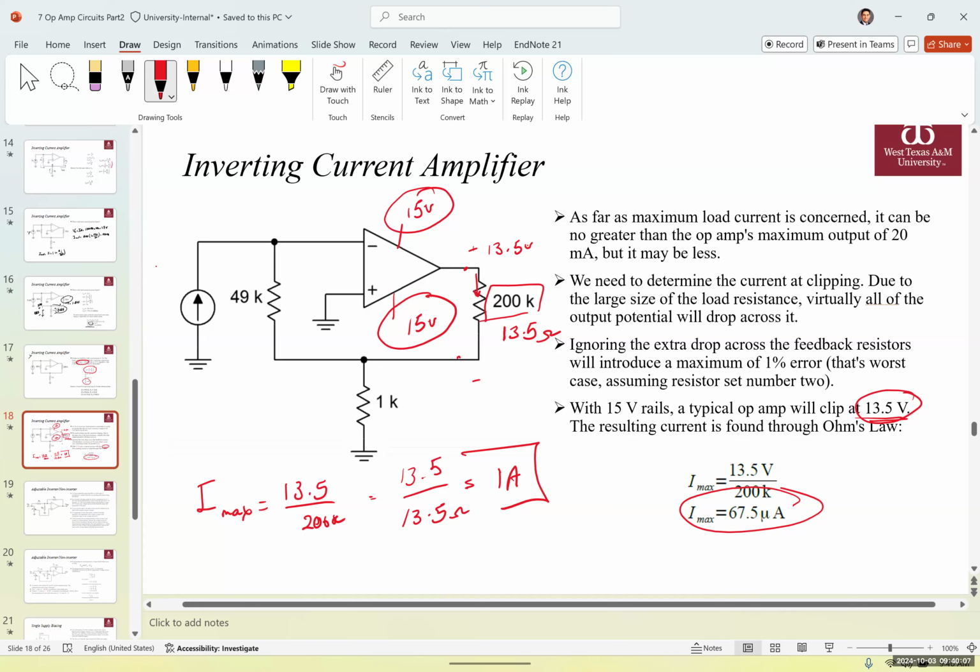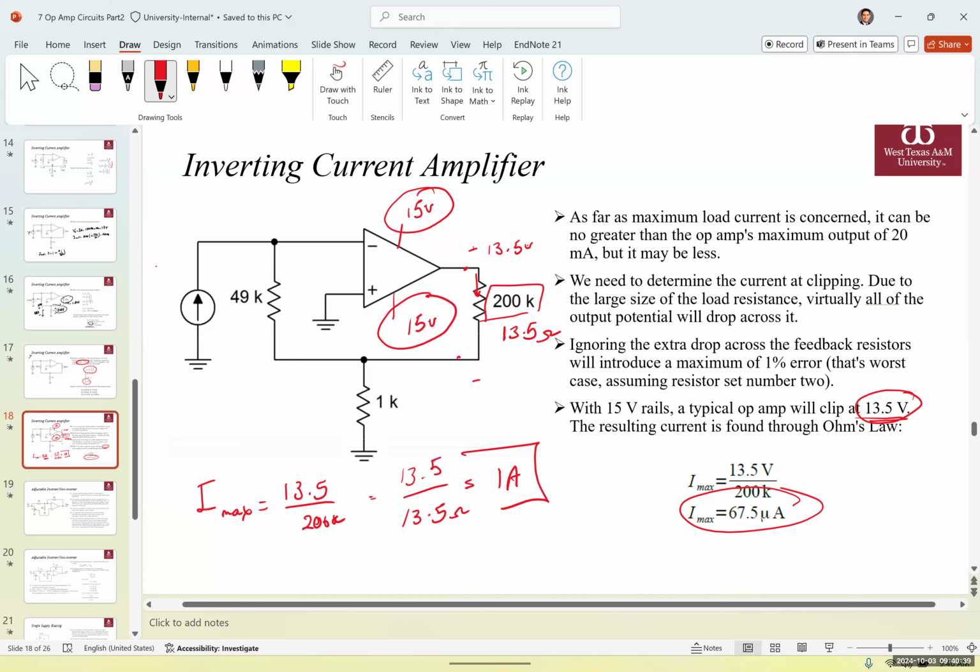So the maximum output voltage that an op-amp could reach is usually 1.5, 2 volts below the supply voltage rail. So 1.5, 2 volts is consumed inside. You can say it's a voltage drop of the op-amp itself, and therefore the maximum output voltage the op-amp could reach is usually 1.5, 2 volts below that, which here is 13.5. In an exam or any questions, we usually provide you with that clipping voltage as well. You don't have to worry about that.